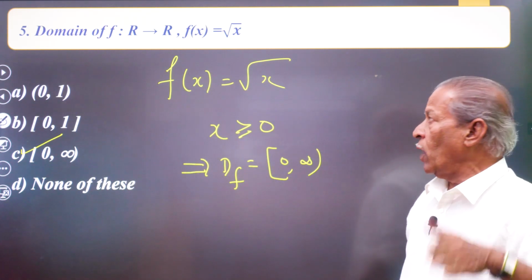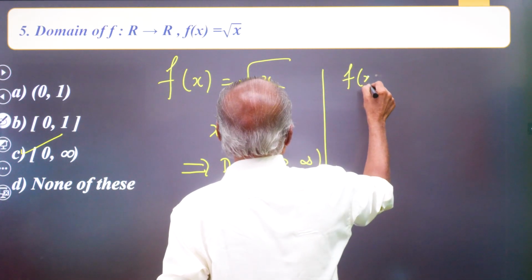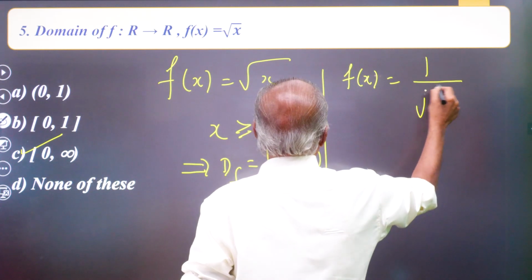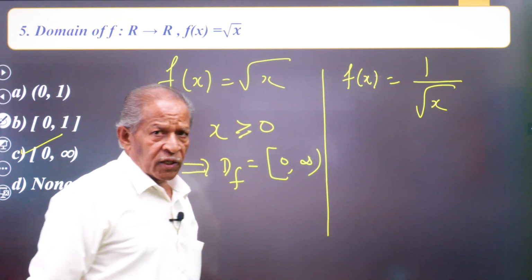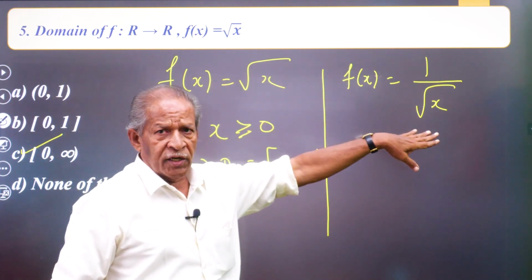I am giving an additional problem here. You see that, suppose f of x is an additional problem. f of x equal to 1 by root x. What is the domain of the function? The two functions are the same, but one has root x in the numerator, the other in the denominator.